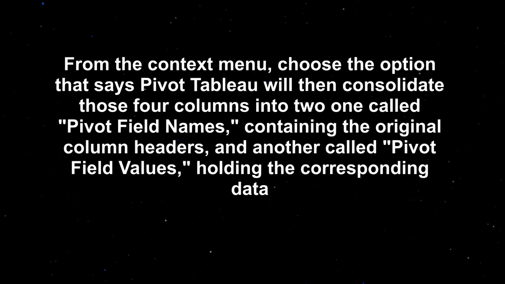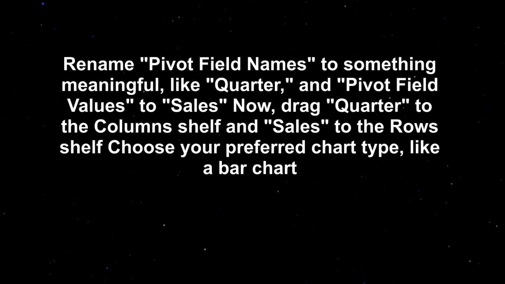Tableau will then consolidate those four columns into one called Pivot Field Names, containing the original column headers, and another called Pivot Field Values, holding the corresponding data. Rename Pivot Field Names to something meaningful, like quarter, and Pivot Field Values to sales.